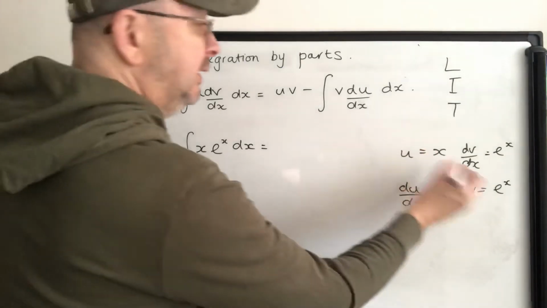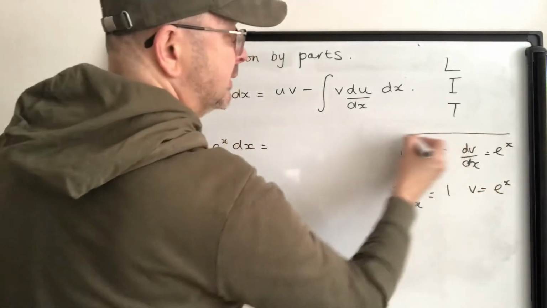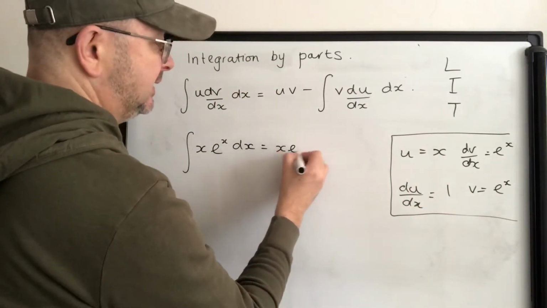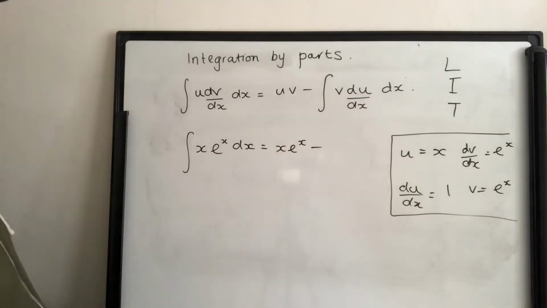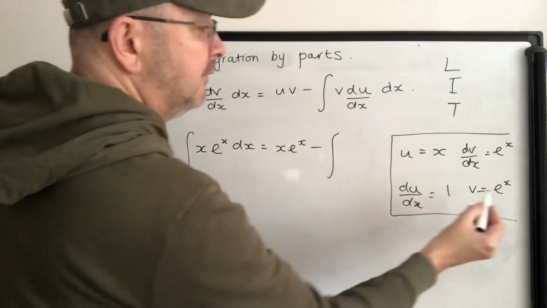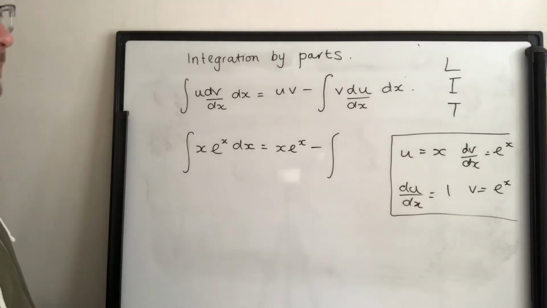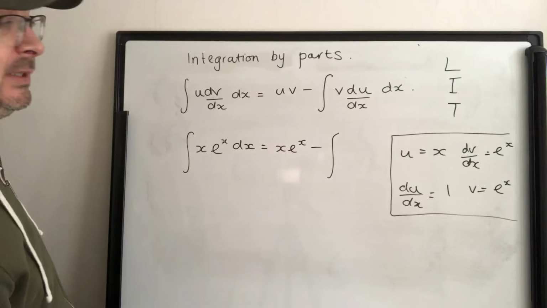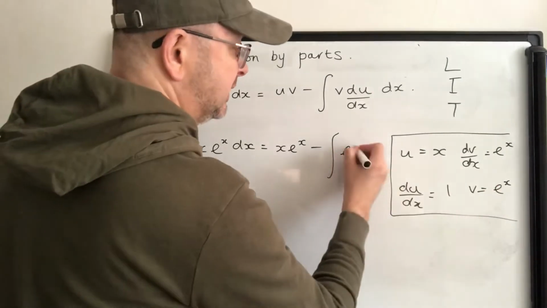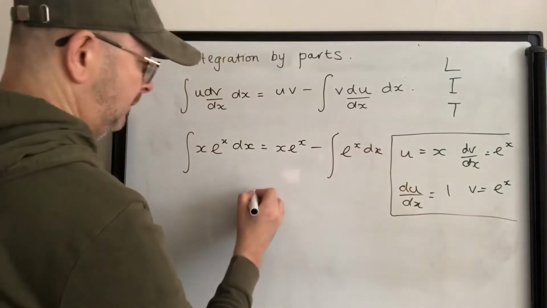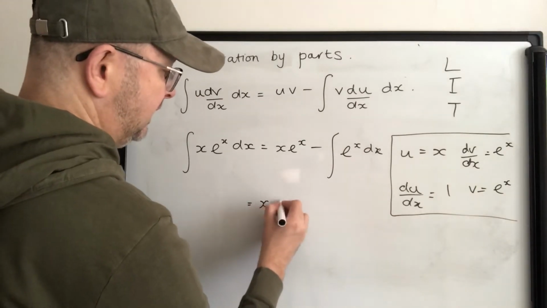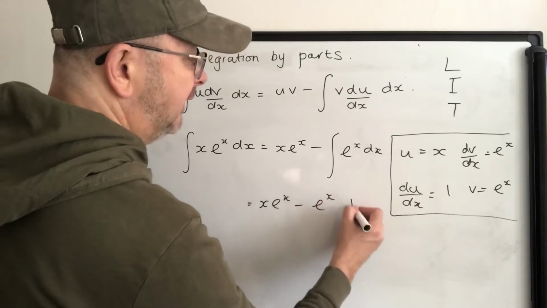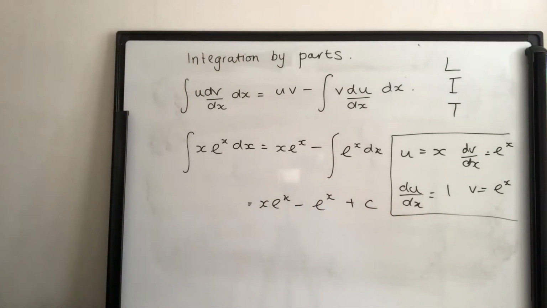So it is uv, so put that in a little box, uv is x e to the x, minus the integral of v du dx. So beautifully, by taking the u as x, it's become a nice easy 1. So it's just 1 times e to the x, which is just e to the x. So our final answer is x e to the x minus the integral of e to the x, of course e to the x, and then you add your c at the end. And that's it.